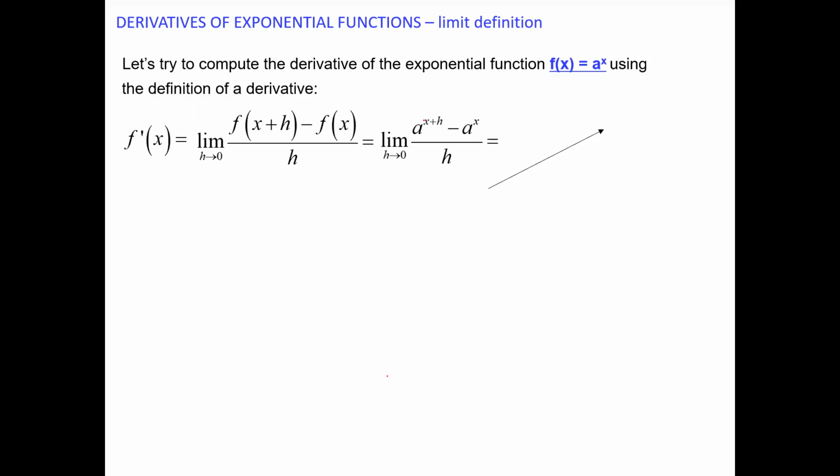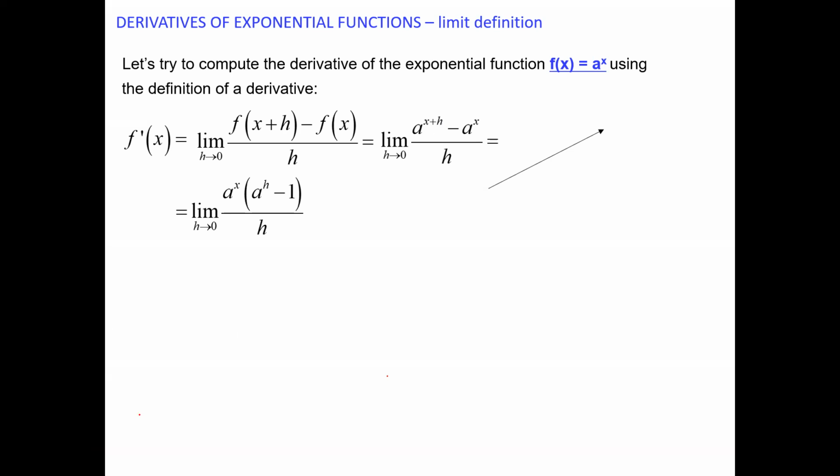Then we can see we have a to the power of x plus h. That's the evaluation for f of x plus h. This is just f of x, which is a to the x, and we divide by h. Okay, now we have to use a couple of rules and try to evaluate how this expression behaves if h is almost 0.